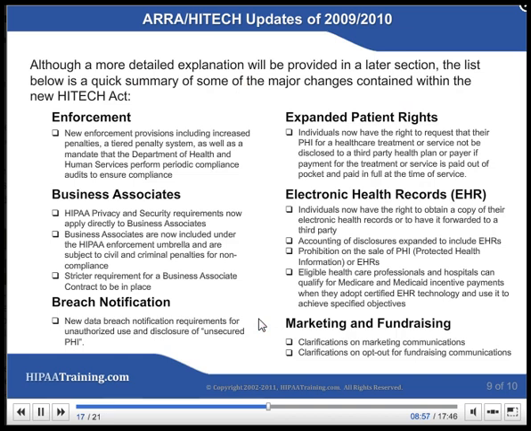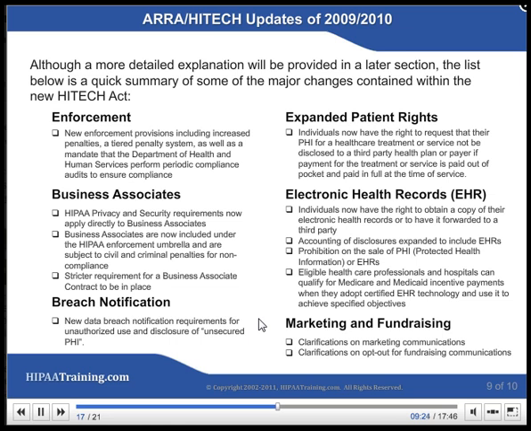Although a more detailed explanation will be provided in a later section, the list below is a quick summary of some of the major changes contained within the new HITECH Act. Enforcement. New enforcement provisions, including increased penalties, a tiered penalty system, as well as a mandate that the Department of Health and Human Services perform periodic compliance audits to ensure compliance.